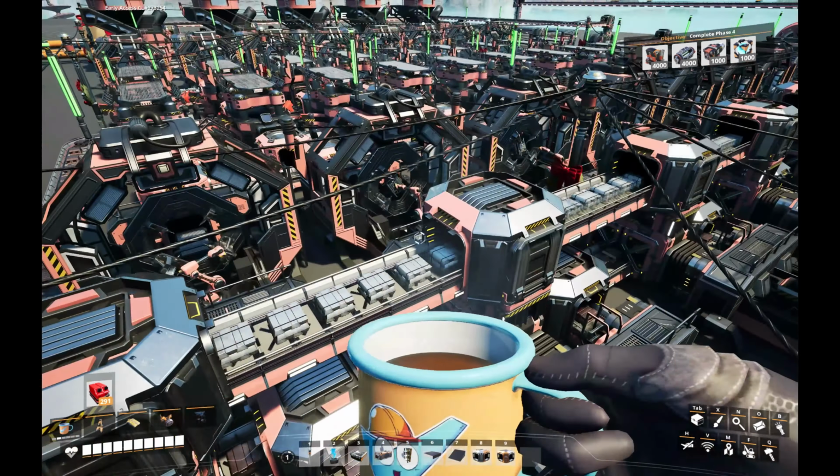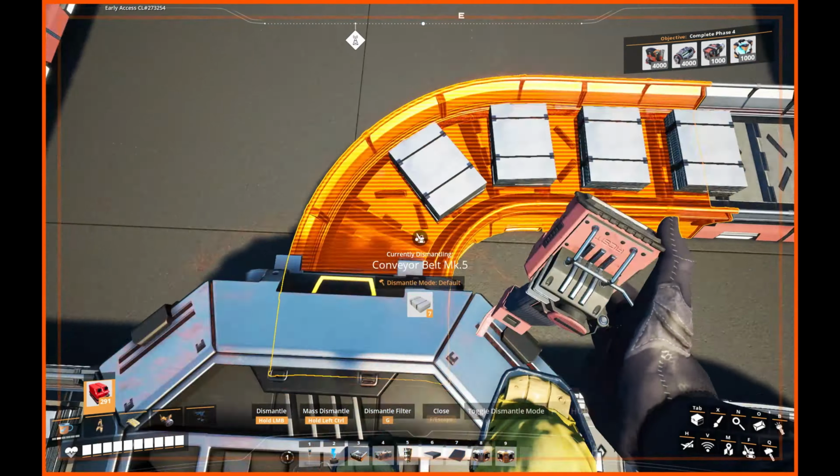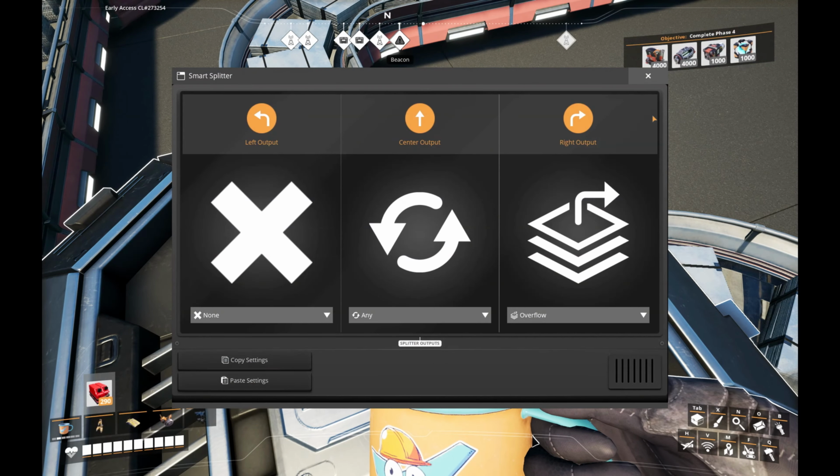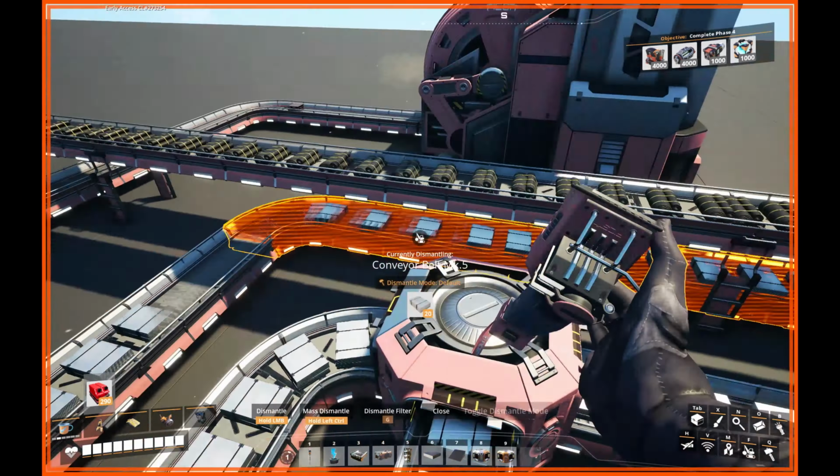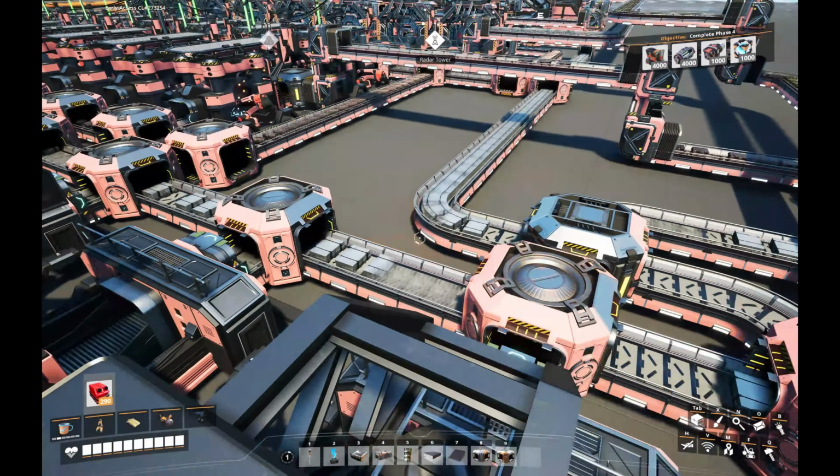This is step 10, and I am showing it now. Here you can see we need these Alclad Aluminium sheets to make heat sinks. So, I am using a smart splitter to overflow on the right and store them, while sending the required amount via the middle.